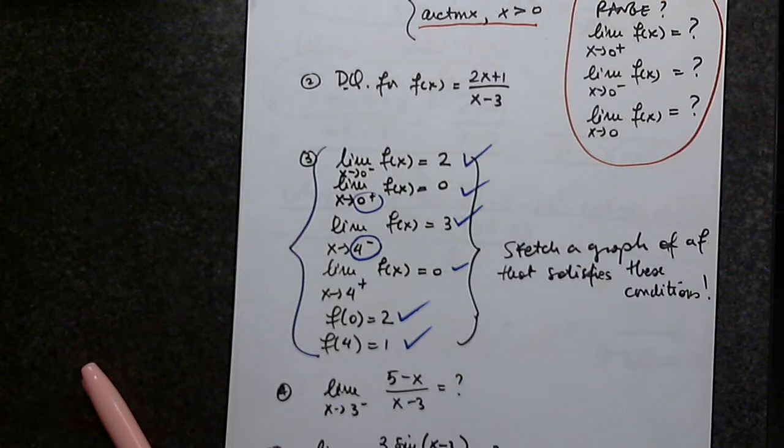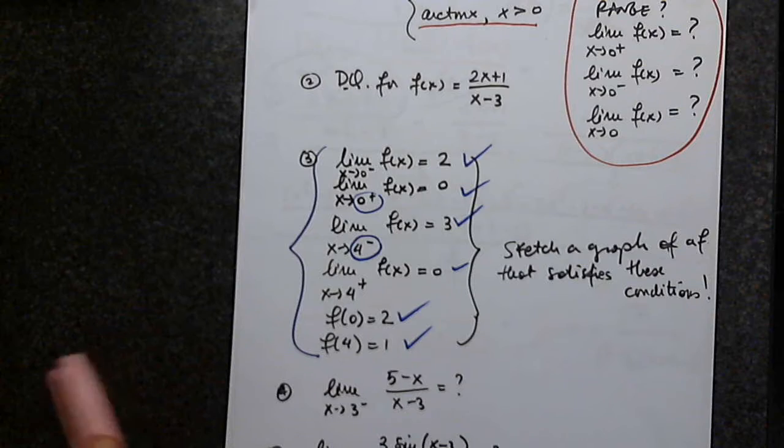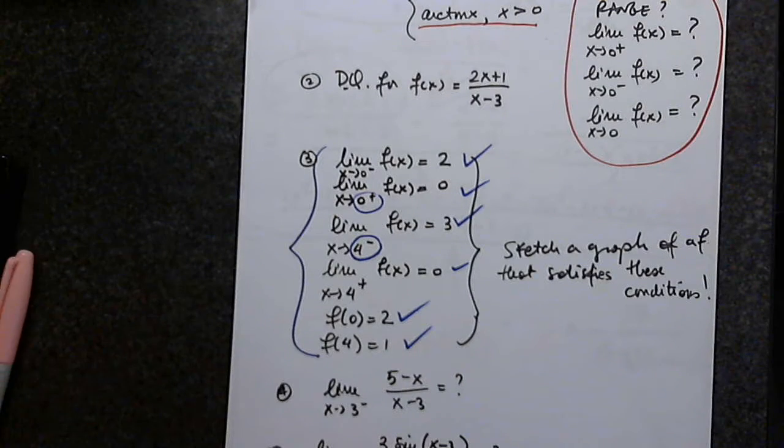The limit of f of x as x approaches 4 from the left is 3. The limit of f of x as x approaches 4 from the right is 0. F of 0 is 2, and f of 4 is 1. A graph, please, quickly. This should take 1 minute.